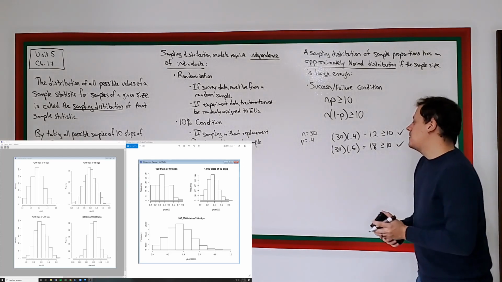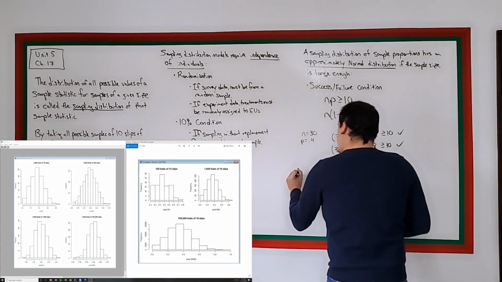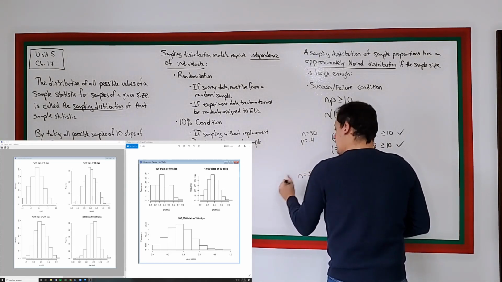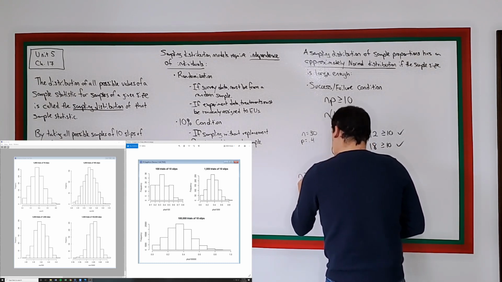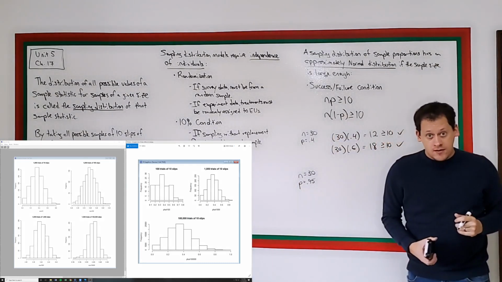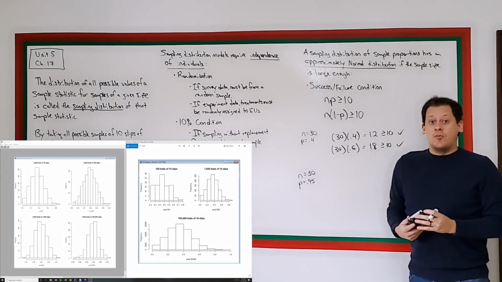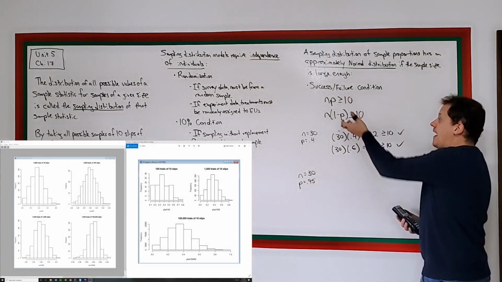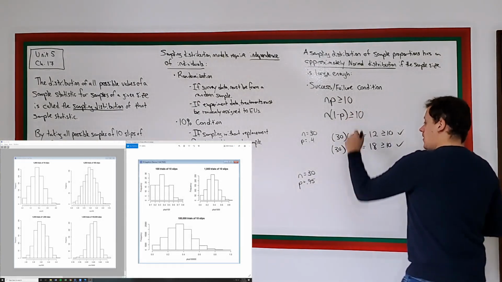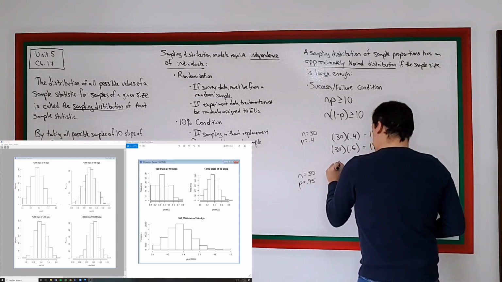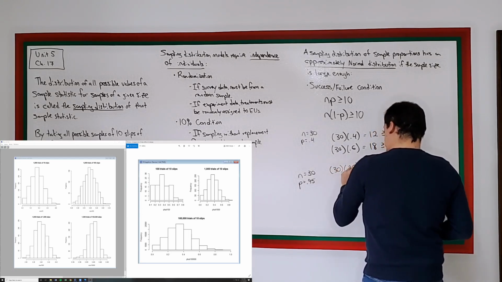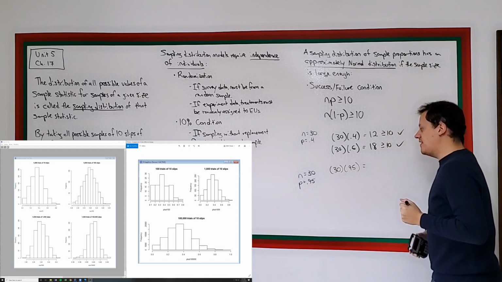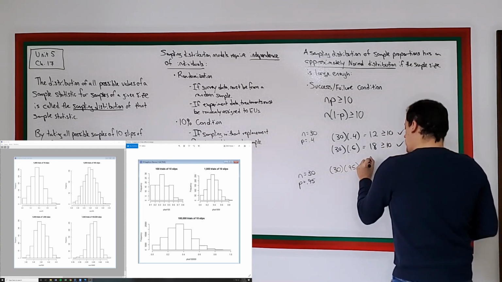Right? But let's change it up and say that n is still 30, but the probability of success is now 0.95. That's a very high probability of success. Let's see how it affects this condition. We take n times p. It's going to be 30 times 0.95. That is 28.5.